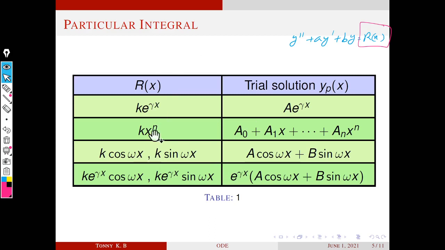These are the special cases. One is R(x) of the form e raised to gamma x, a polynomial type, cos or sine terms, and e raised to gamma x into cos, or e raised to gamma x into sine. These are the special types of R(x). If R(x) is any of these six kinds, we can use this method of undetermined coefficients.